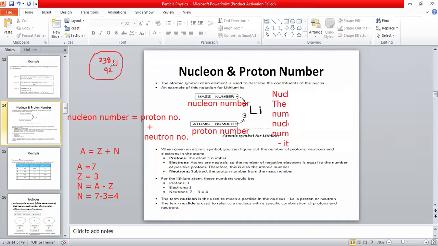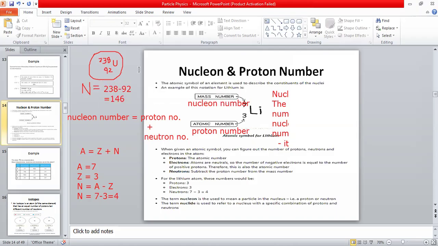If I need to find the number of neutrons in the nucleus of uranium, how am I going to find it from this figure? We subtract the two values. Very good. The number of neutrons here will be equivalent to 238 minus 92, which is 146. It will be equivalent to 146.